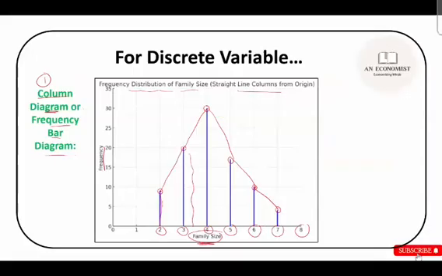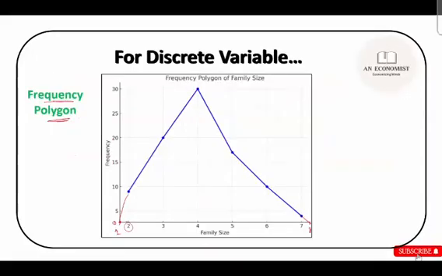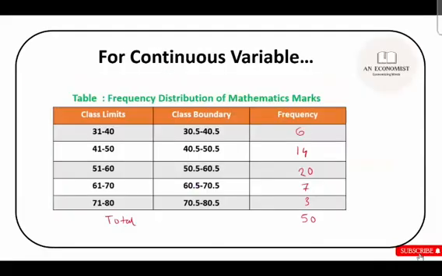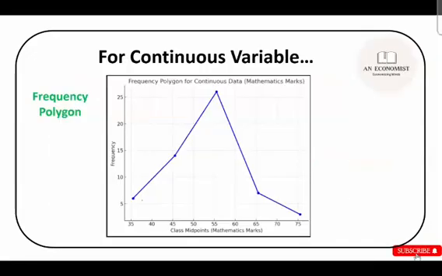For absolute frequencies, you can use a column diagram or frequency polygon, and for cumulative frequency, you can use the step diagram. Now let us see the continuous variable case. For a continuous variable, you have to use the class boundaries, right? You have to plot the class boundaries and their corresponding frequencies. Let's see what the diagrams are. Again, you can use the frequency polygon.